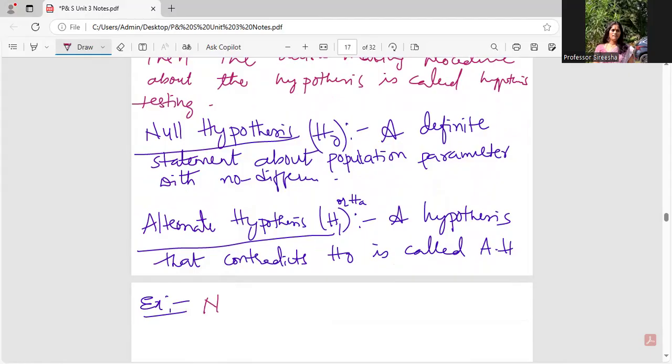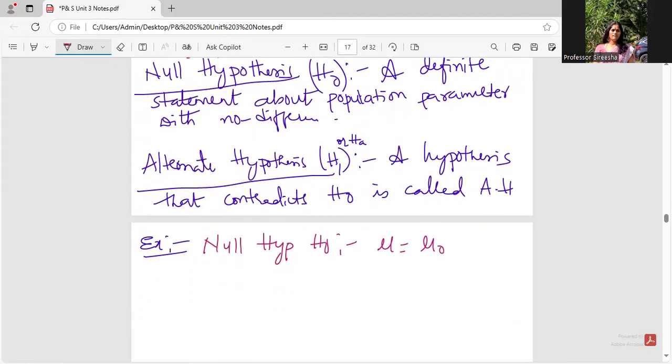Okay. Null hypothesis, H naught. How will I set it? Mu is equal to some mu naught. I won't take it qualitatively; I'll be taking it quantitatively. Then H1 would be, please note, H1 is very important. Alternate to mu is equal to mu naught can be what? It gives me three cases, guys.